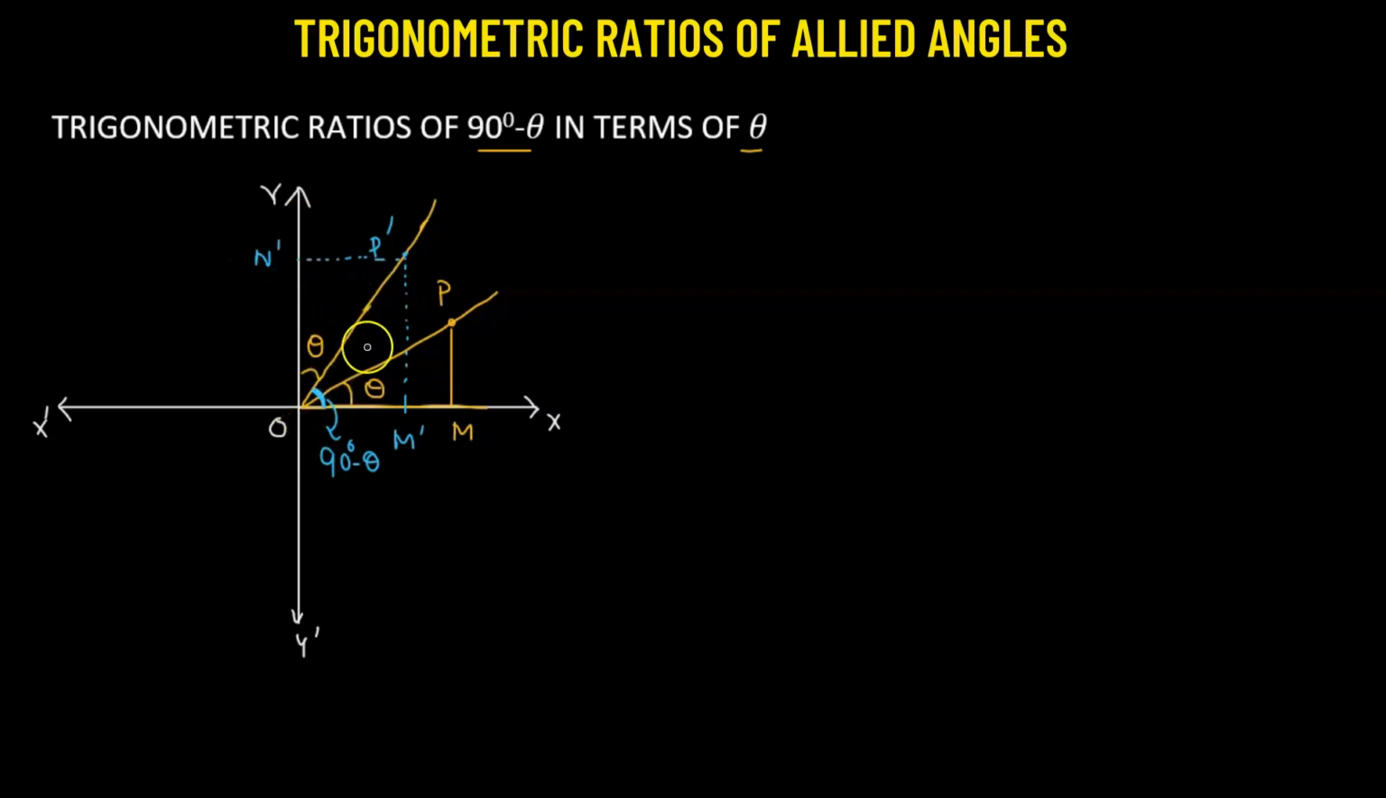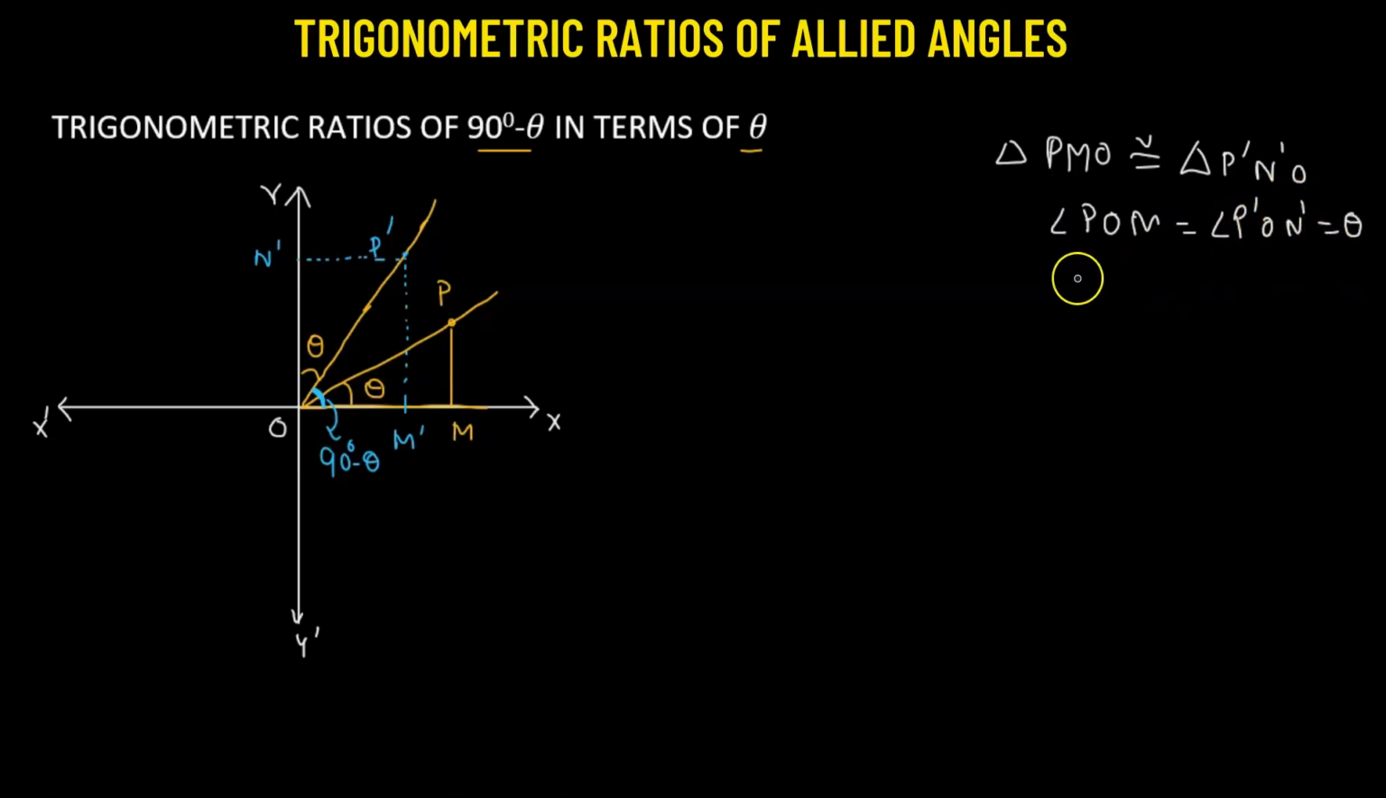Now here, using standard geometrical methods, we can show that triangle PMO, which is right angled at M, is congruent to the triangle P prime N prime O. That's because we have the same angle theta. This is true because angle POM, which is theta, equals angle P prime O N prime, so this equals theta. And also we have the right angle at M in triangle PMO equal to the angle P prime N prime O, so this is 90 degrees.